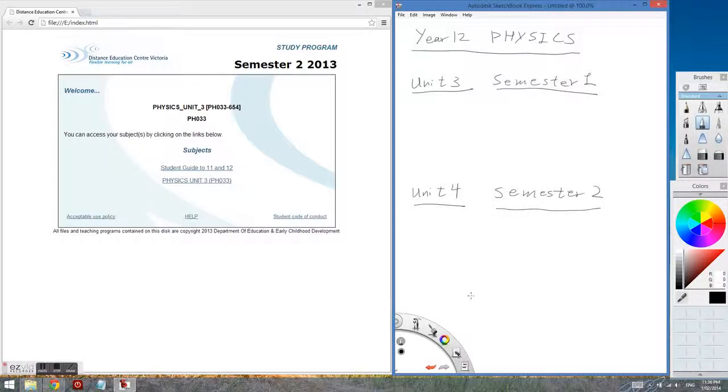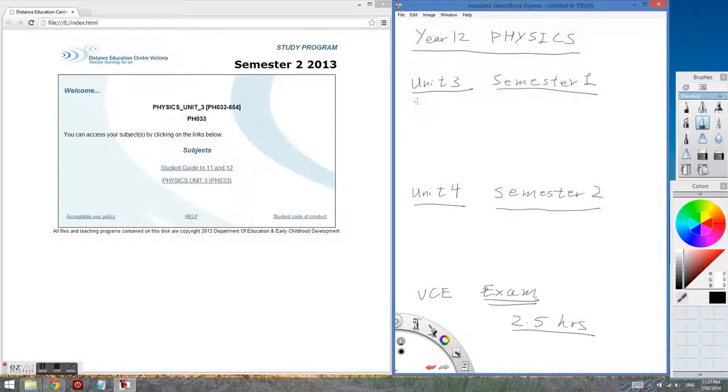At the end of the year, normally in the middle of November, you're going to sit your VCE exam. Your exam will be 2.5 hours.